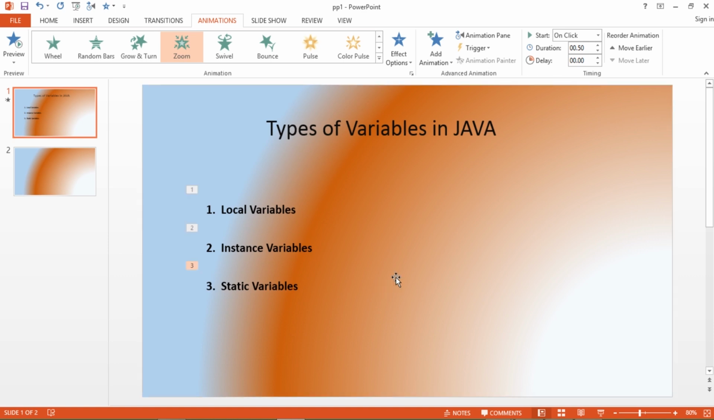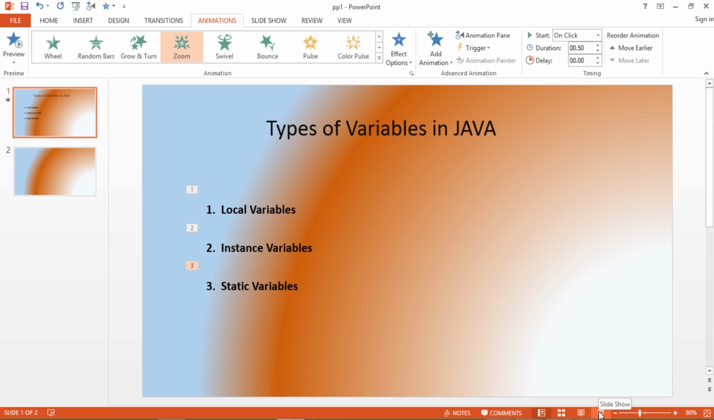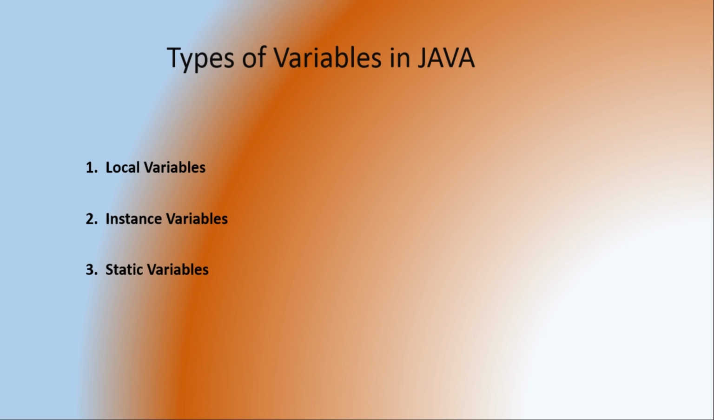Now if you want to see the effects of this, you have to go to Slideshow. Either you can press the shortcut key F5, or click the slideshow button here, or click Start from Beginning. Now you can see the types of variable, but we are not getting the types yet. Once you hit enter, you can see with the animation we got the first type. Now this is the bouncing we added for the second type of variable, and this is the third variable.